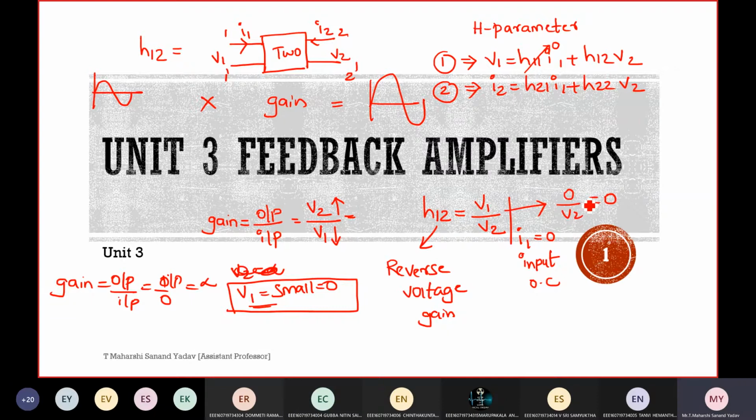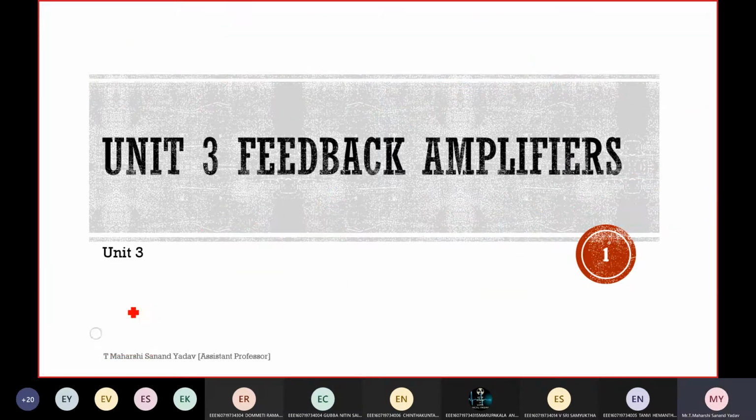So this is a disadvantage. That's why we need to short circuit this parameter. Clear? Okay. In case of approximate model, H12 is acting as short circuit and H22 will act as open circuit. This is the difference between H parameter model and approximate model. So the equivalent diagram will look something like this. So let me draw both the diagrams.